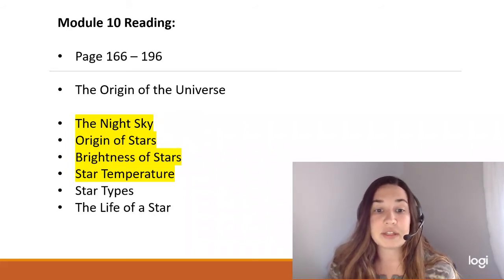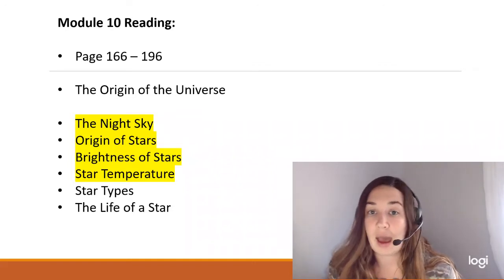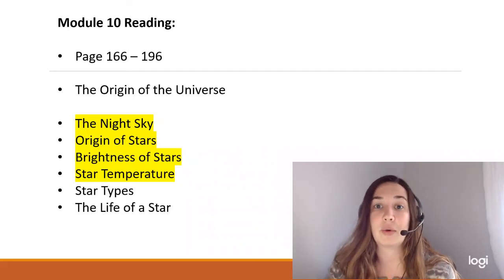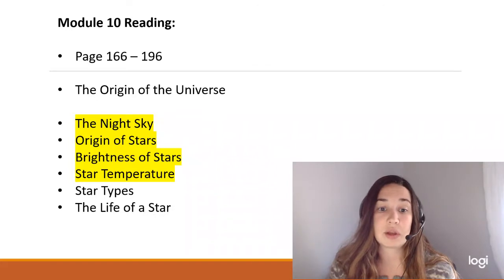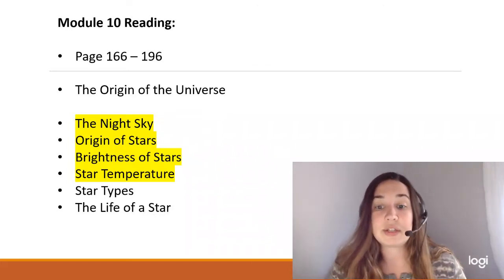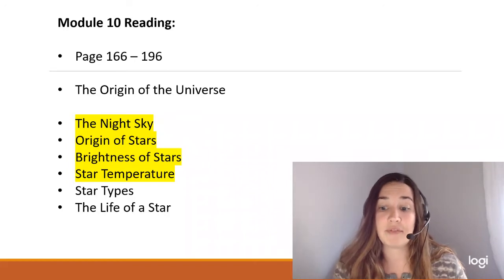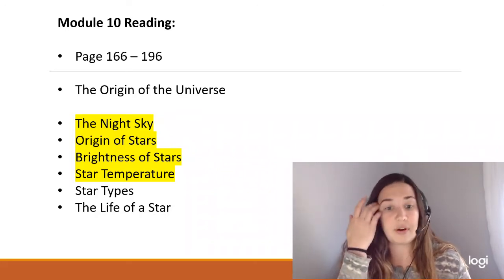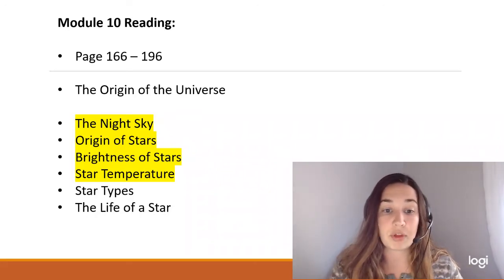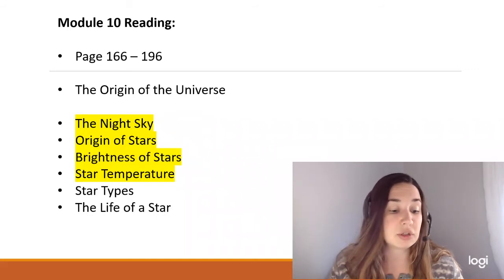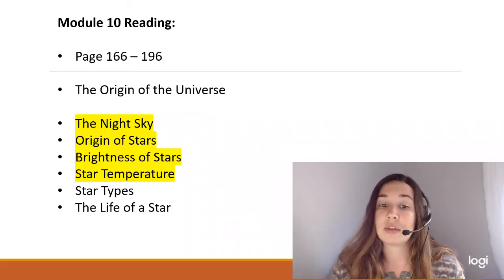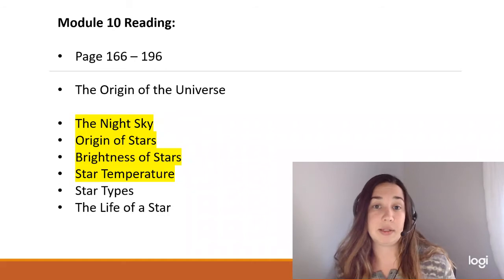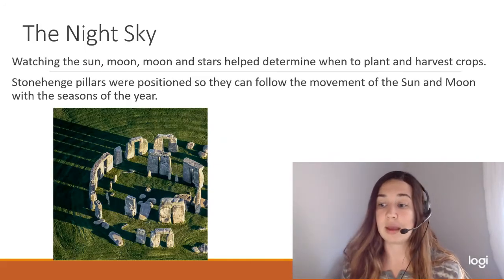But the rest of the sections here, the 6 sections that we have, we're going to be starting with those, which is more of your standard reading, how we've been looking at in the past modules. A couple different sections here today: the night sky, the origin of stars, brightness of stars, star temperature, star types, and the life of a star. We're only going to be going over the first 4 sections today. The sections are pretty short, sweet and simple, so that's why we're covering so many today. Hopefully I don't go over my time, but we'll see what happens here. Okay, so let's go ahead and get started.